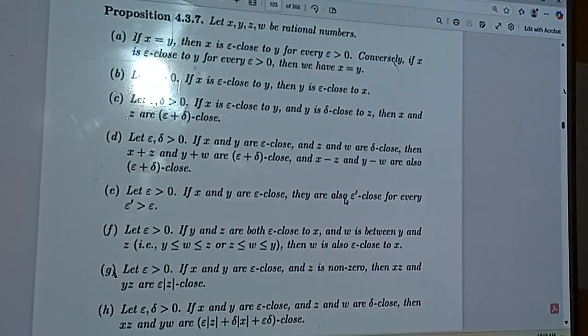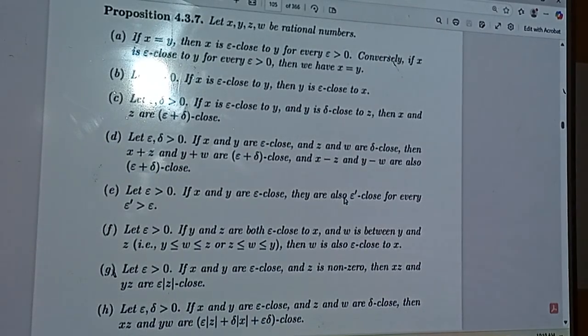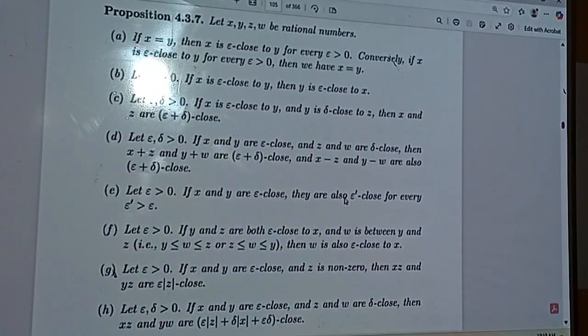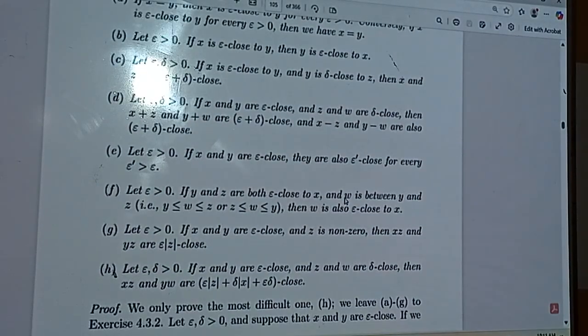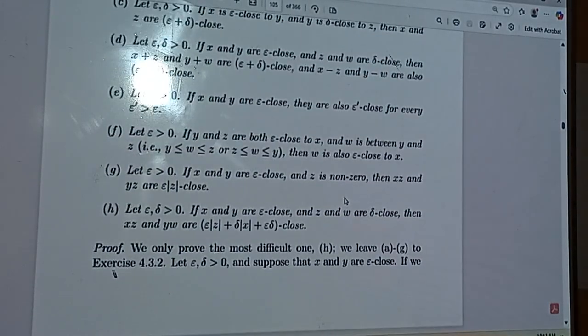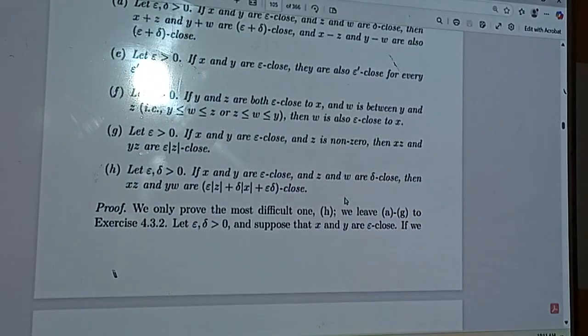Now, can you write the proof for B, C, D, E, F, G, H? However, if you have a question like this and if you are not sure of your logic, you have to ask me. Asking me how to solve B, C, D, E, F, G, H doesn't make any sense. They are different things. Anyway, these are natural ones. We only prove the most difficult one, H.